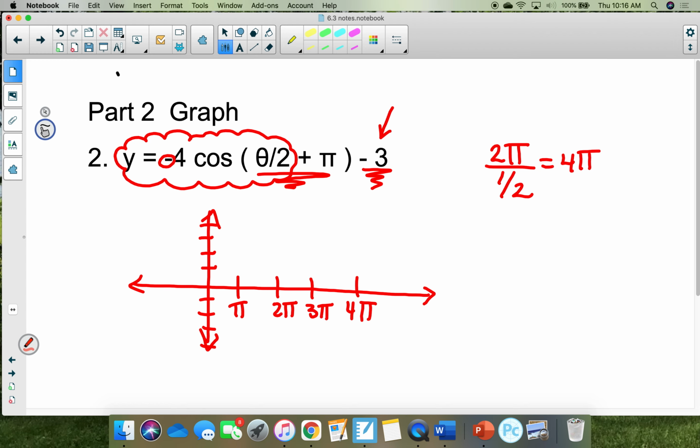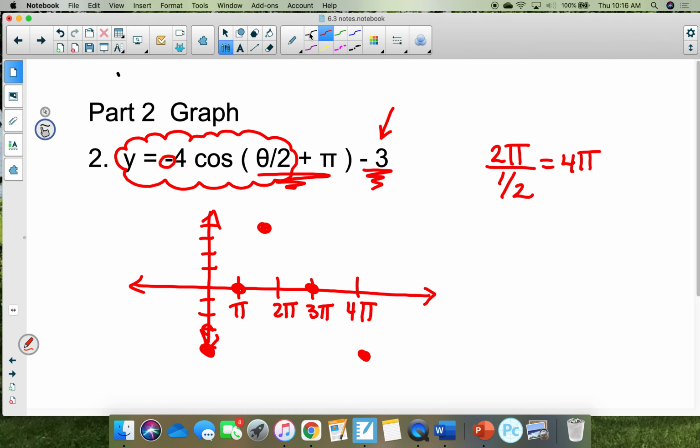Cosine has a negative sign. It starts at a negative 4. It's going to come up, it's going to come up, it's going to go down, and it's going to go down. So that's the red one. But now you are going to shift everything. You're going to shift everything to the left. C divided by k, pi divided by a half, which is equal to 2 pi. So 2 to the left.